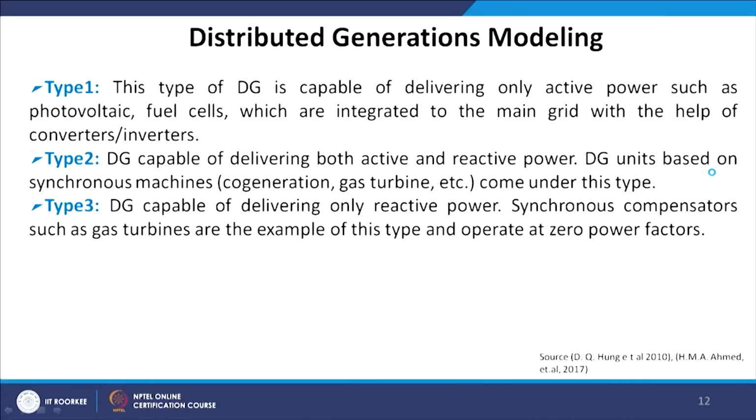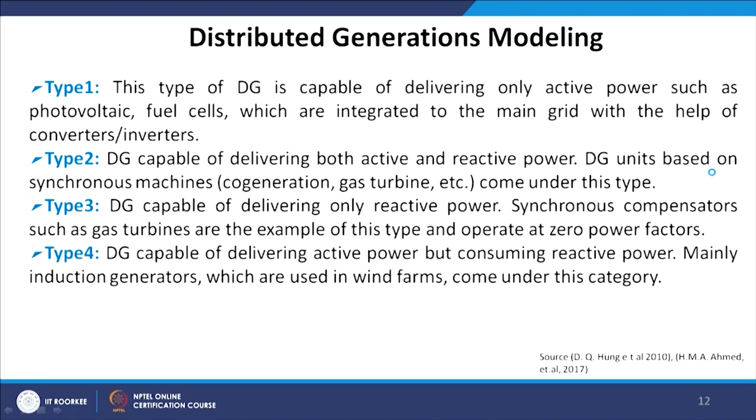Then we have type 2, where the DG is capable of delivering both active as well as reactive power. So, it is not simply P, but P as well as Q, and we call it type 2. Further we move to type 3, a DG capable of delivering only reactive power, such as synchronous compensators or gas turbines, where they operate at zero power factor. So, you only consider the reactive power injection. And type 4 is where you give the real power and take the reactive power out.